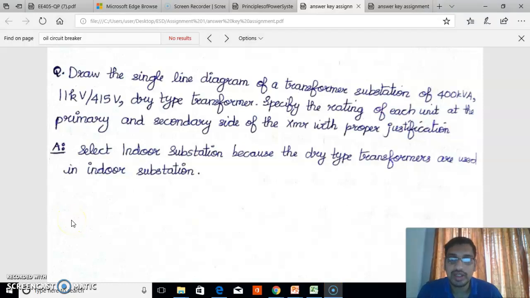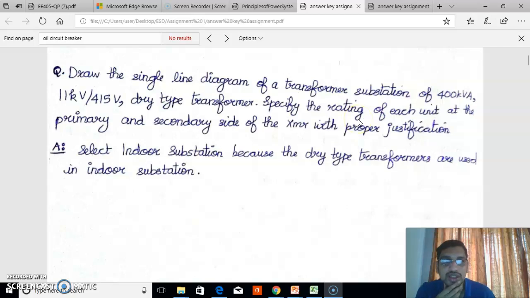In this video, we will solve a problem related to medium industrial electrical design. The problem is: draw the single line diagram of a transformer substation of 400 kVA, 11 kV/415 volt dry type transformer. Specify the rating of each unit at the primary and secondary side of the transformer with proper justification. So that is the question.